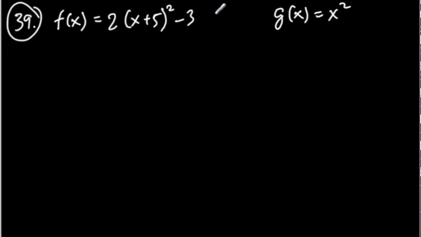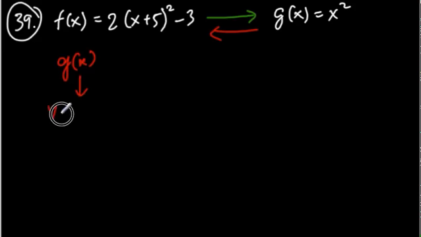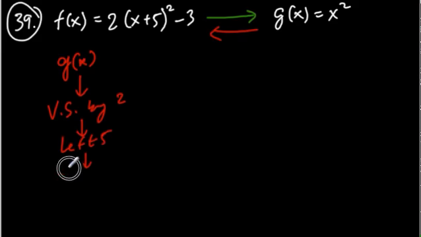So we are trying to go from here to here, but let's do the backwards because that makes it a little bit easier. If we go from g of x, we do a vertical stretch by 2, we'd go left 5, and then we'd go down 3, and that's how we would get f of x.